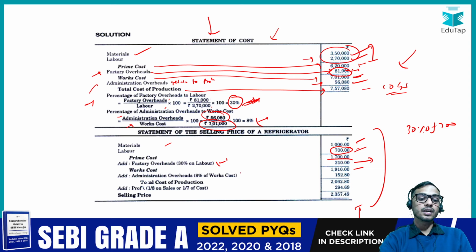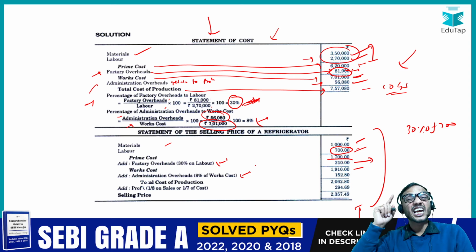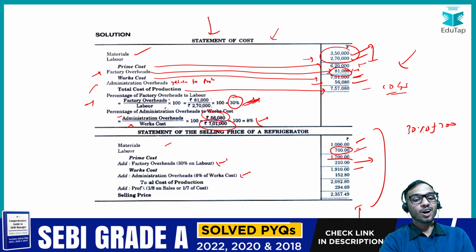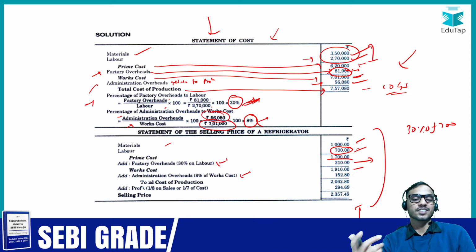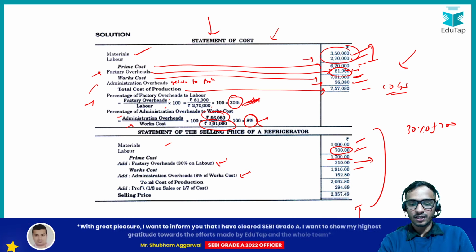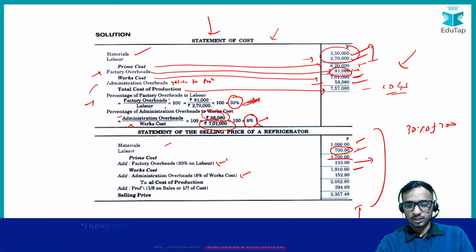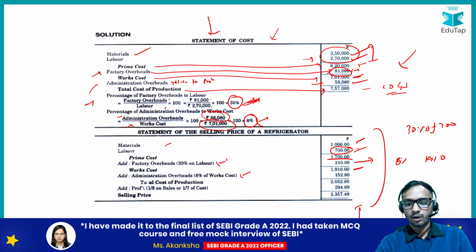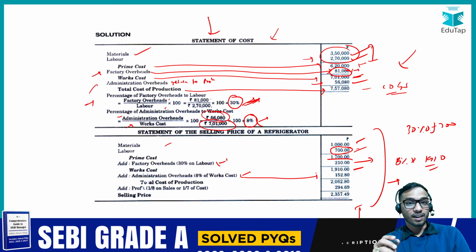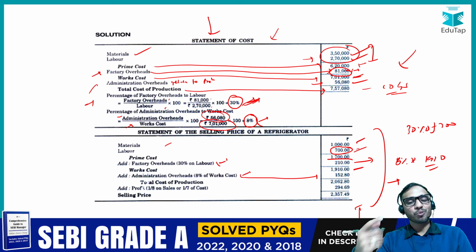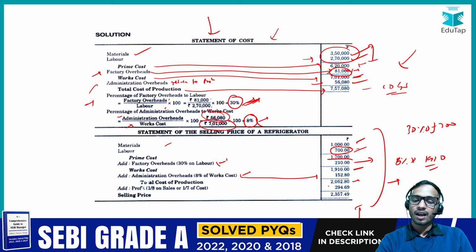Now comes another important part, that is administrative overhead per unit. How are you going to calculate it? Administrative overhead is 8% of works cost. That means 8% of per unit works cost. This works cost is 1910, and when you calculate 8% of it, you get your administrative overhead per unit. Isn't it interesting? Watch it twice and thrice, okay? So total cost of production you will have is 2062.